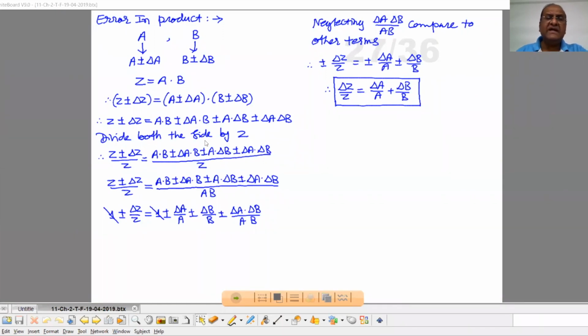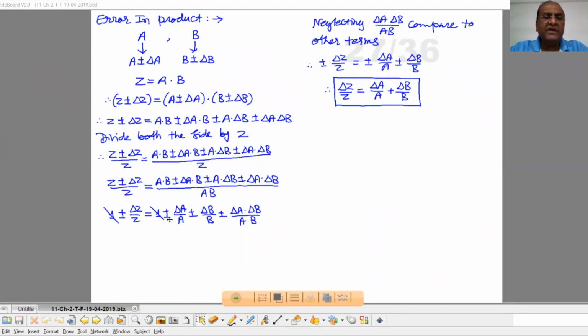Now divide both the sides by Z. So left hand side is divided by Z, right hand side is divided by Z. Okay. But Z is equal to A into B. So keep Z on the left hand side as it is, and on the right hand side replace Z by AB. Then on the left hand side, Z by Z is 1 plus or minus delta Z by Z we can write. Similarly here, divide each term on the right hand side by AB.